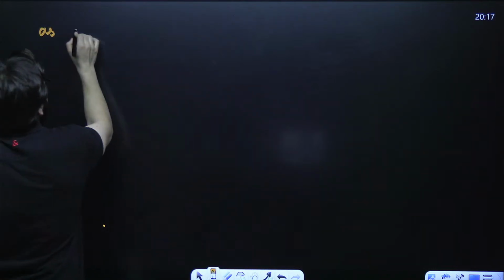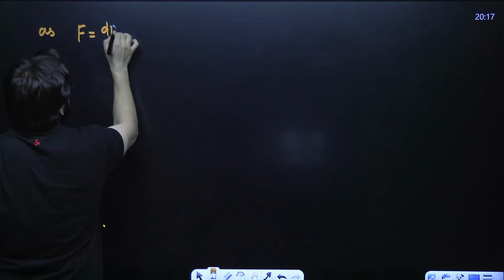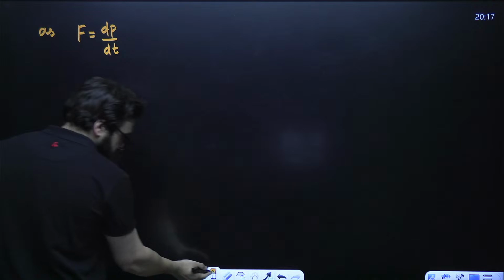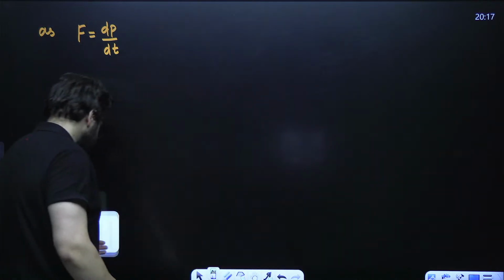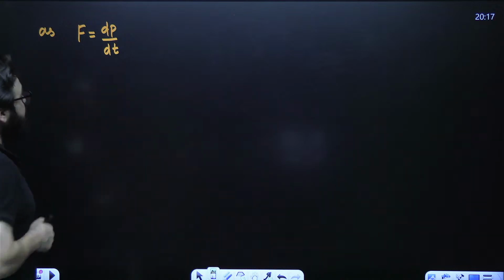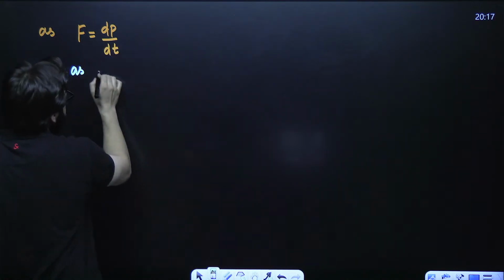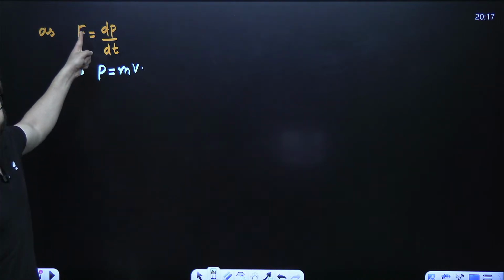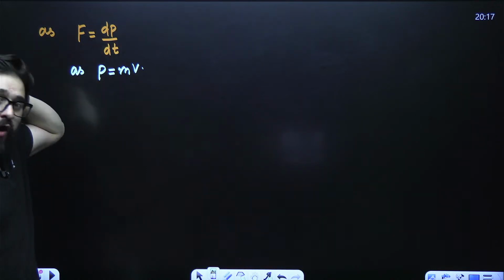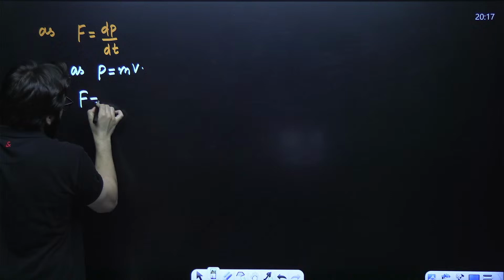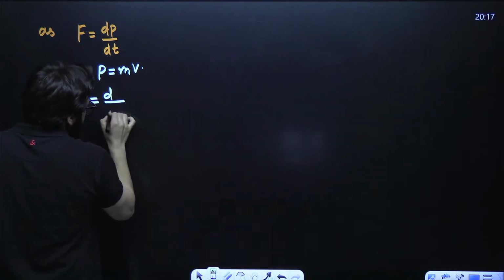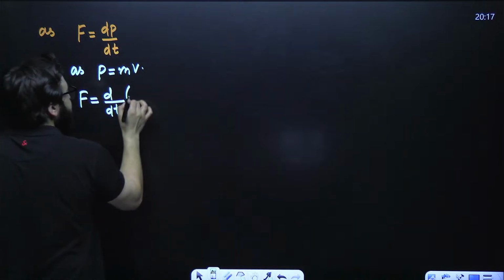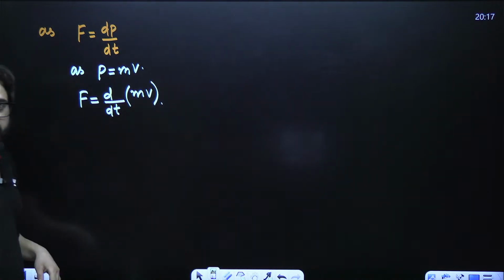Now, guys, see. We say force is equal to dp divided by dt. Now, can I say momentum is simply mass into velocity? So if you apply the external force on anybody, its momentum will change. So can I say this force will be d by dt of, instead of p, I can write mass into velocity.